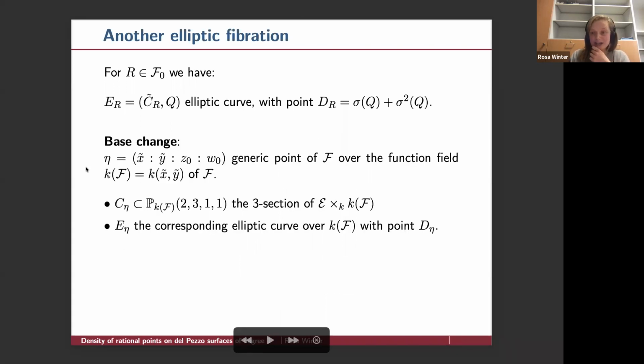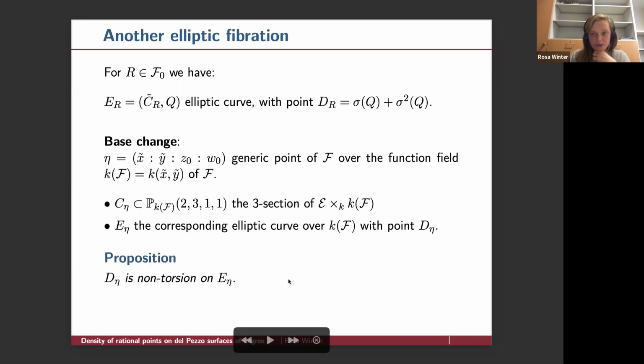Okay, we can also do this for the generic point of the fiber. So let eta be the generic point of the fiber, over the function field of the fiber. Then we can, just as before, construct this 3-section. Now it's of course a 3-section of the elliptic surface base changed to the function field of the fiber. And it also has this elliptic curve corresponding to it, where I take the normalization of this 3-section, and I have this unique other point Q, and I have another point d eta. So everything I did here, I can also do for the generic point of the fiber by base changing to the function field.